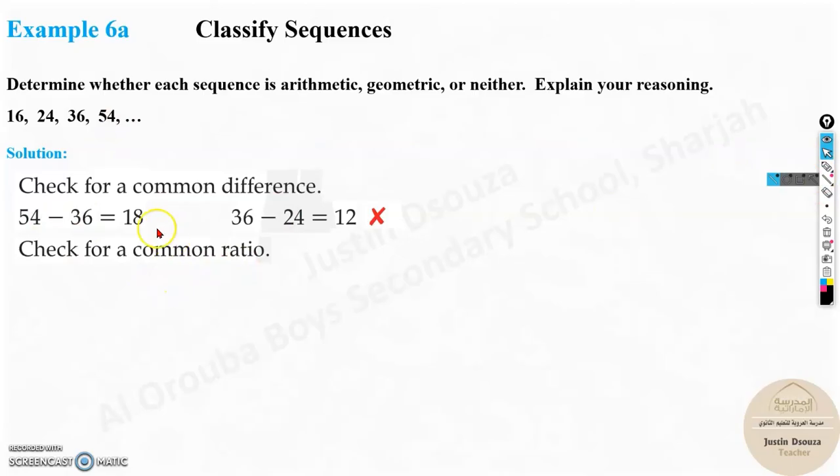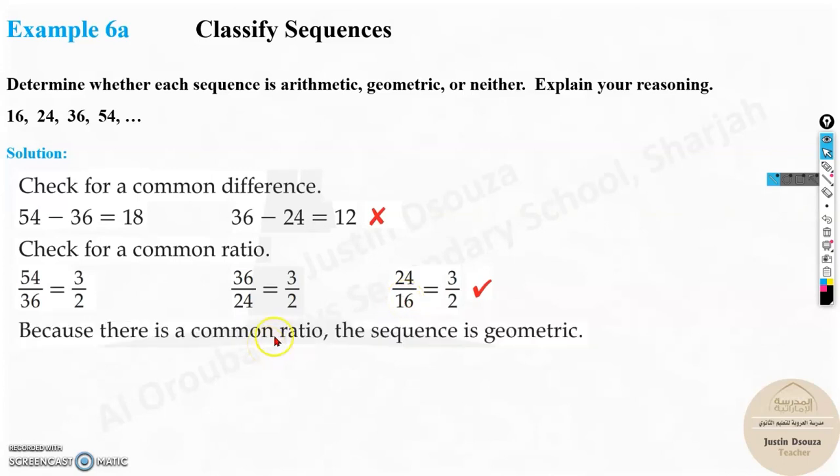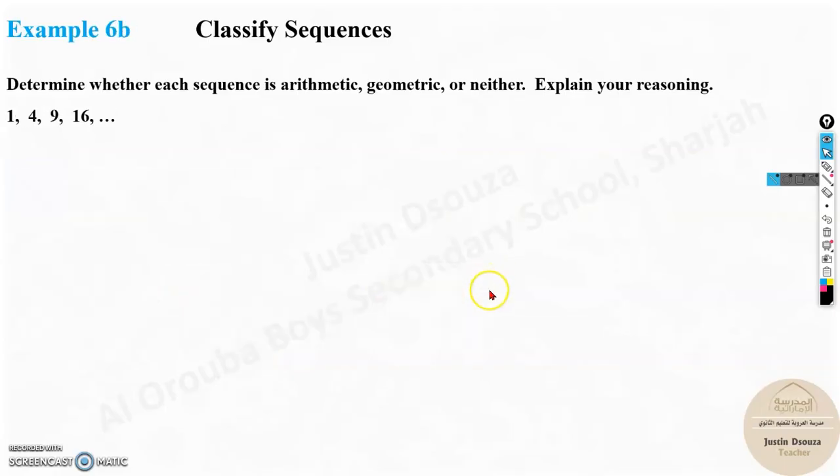Let's check for the common ratio. Divide them up. So 54 divided by 36 is 3 by 2. 36 divided by 24, 12 goes in, is again 3 by 2. And lastly, yes, it is 3 by 2. 8 goes into both of them. So the answer here is a geometric sequence. Why? Because the common ratio is the same.